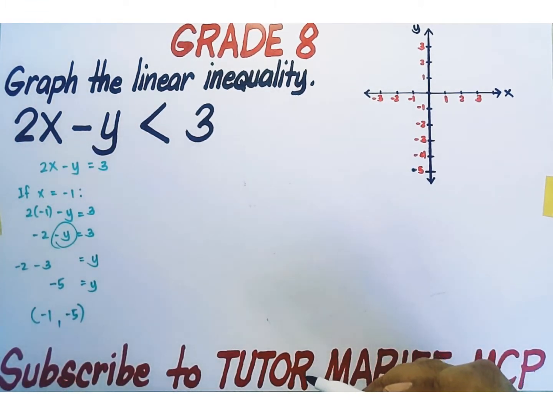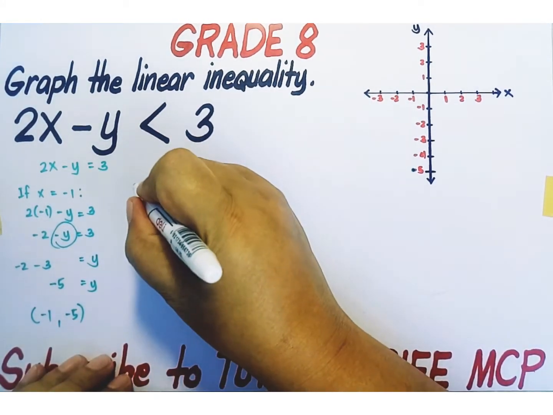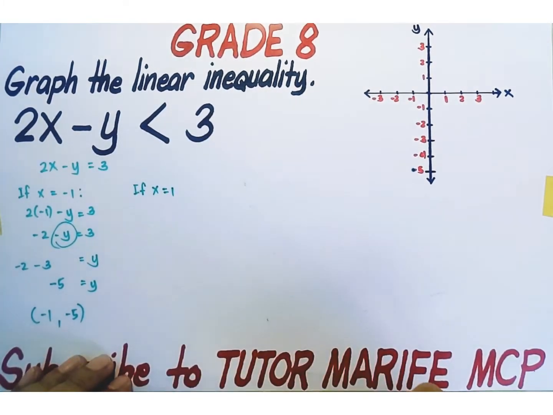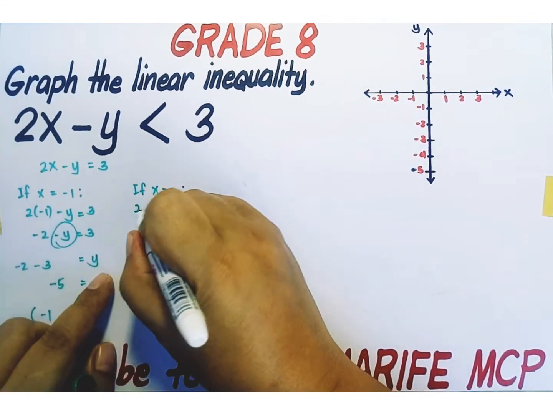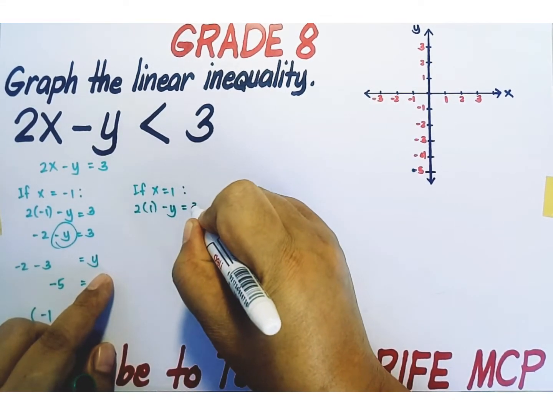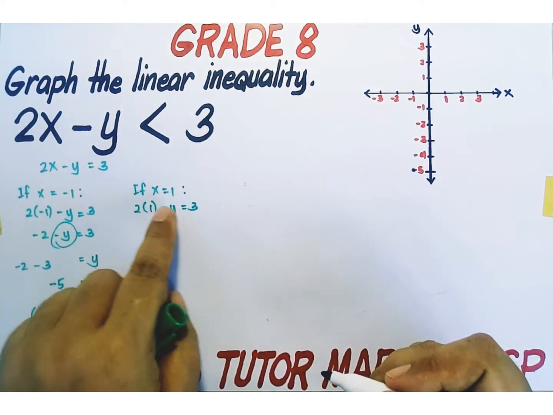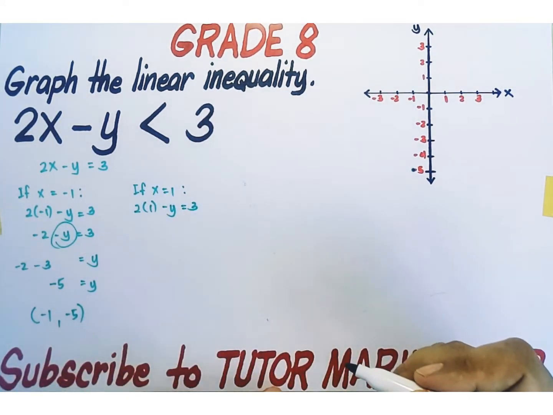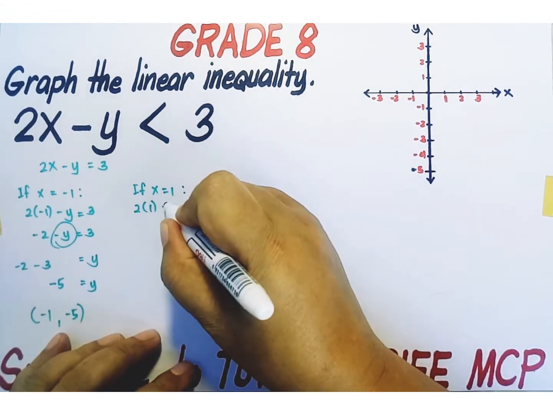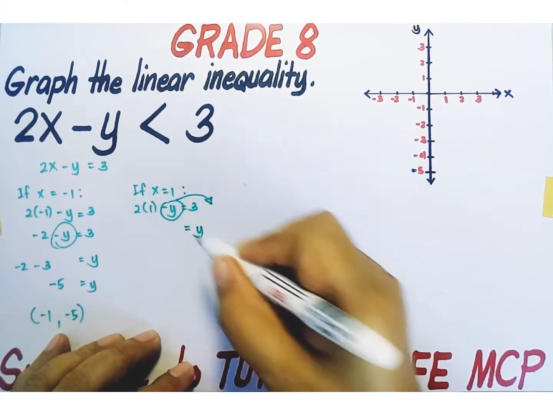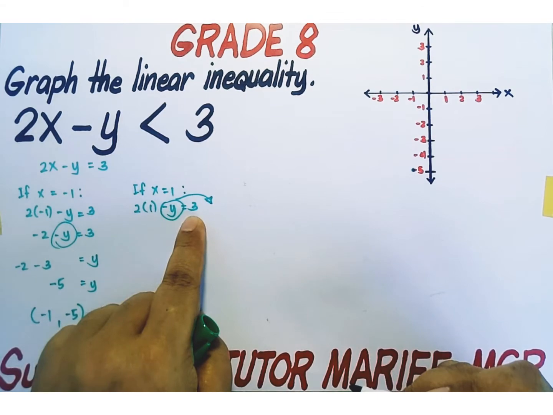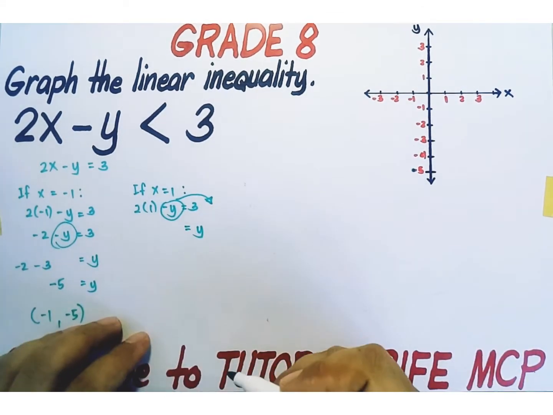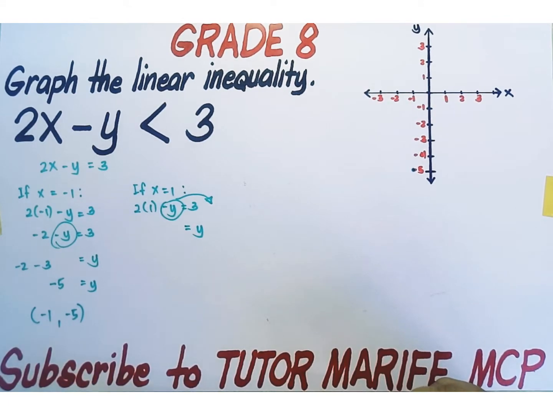For my second point, I will pick a positive value of X. If X is equal to 1, let's solve for the corresponding Y coordinate. 2 times 1 minus Y equals 3. Again, I will transpose the negative Y into the other side of the equation to make it positive. Negative Y becomes positive Y when transposed to the right side. I will again transpose 3 to the left side to collect the constant terms on one side of the equation.